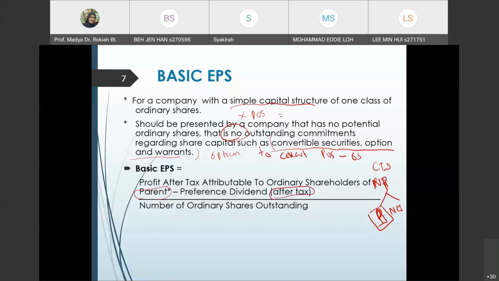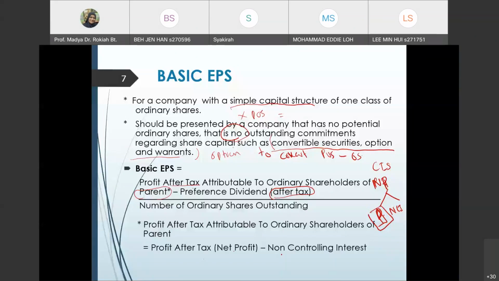Then divide by the number of shares outstanding. So the profit after tax attributable to the ordinary shares of the parent should be the profit after tax minus the NCI. The total profit needs to have the NCI deducted, so what we look at here is profit to the parent only.